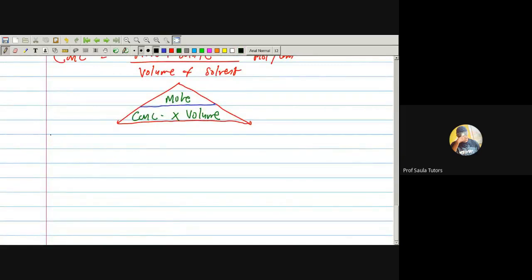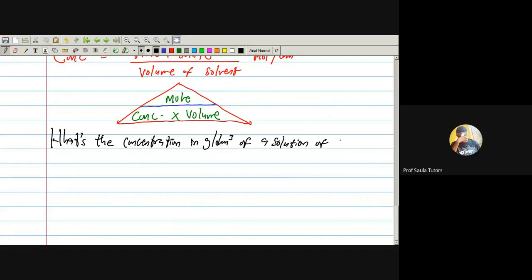So look at this question. It said, what's the concentration in gram per dm cube of a solution of sodium chloride?